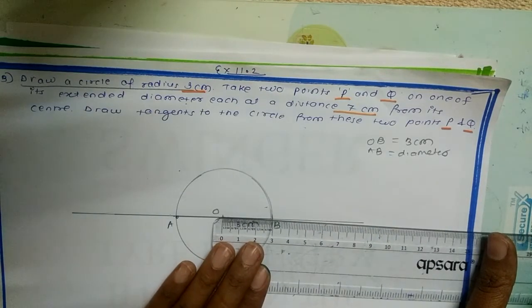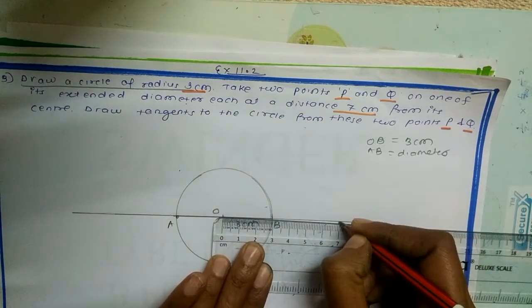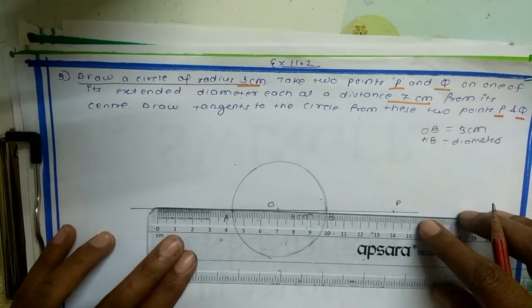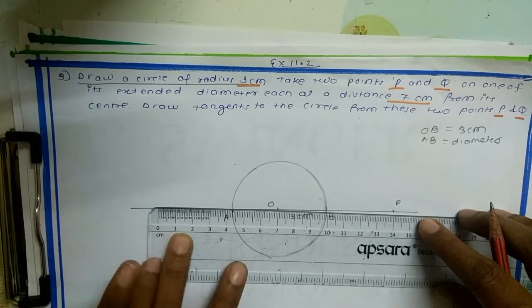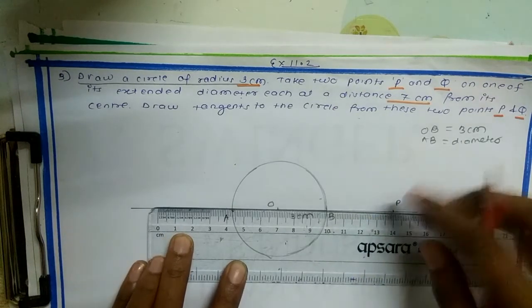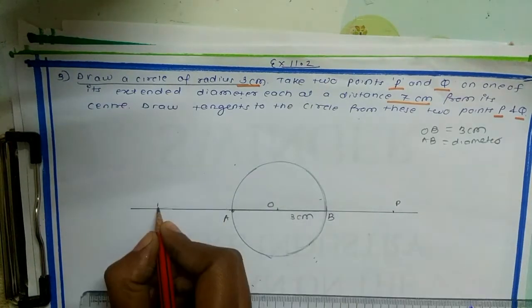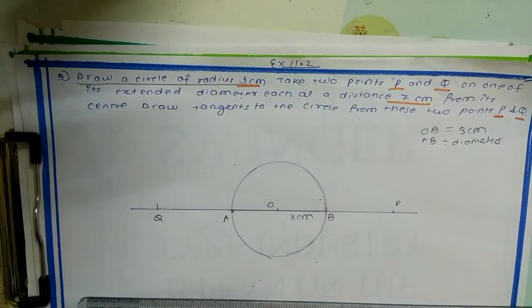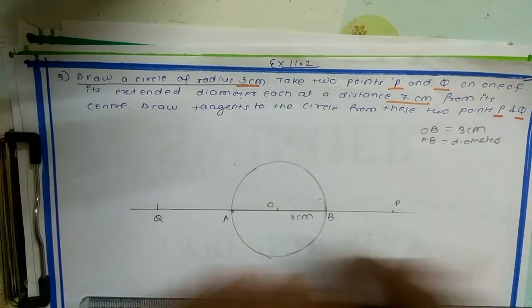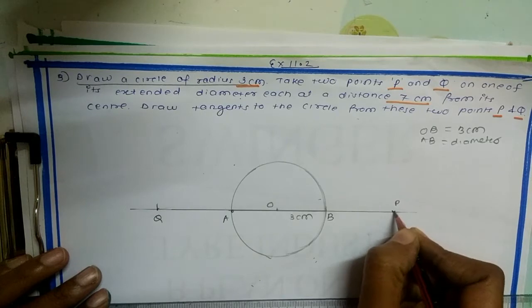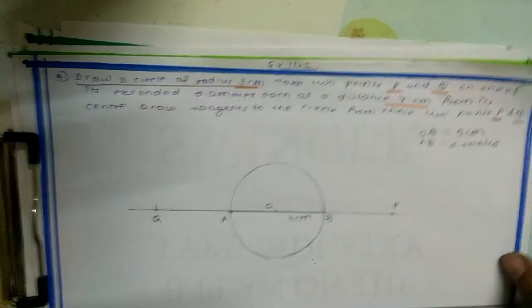So here we have 0 at 7 cm. Mark P on this side, and on this side also from the center, because on the diameter only we have to do it. So one point we mark here, and another will be here. So 0 to 7, here I'll mark as Q. We don't want this extra, so I'll rub this, or you can keep it as it is. That doesn't matter. Next, it is done.